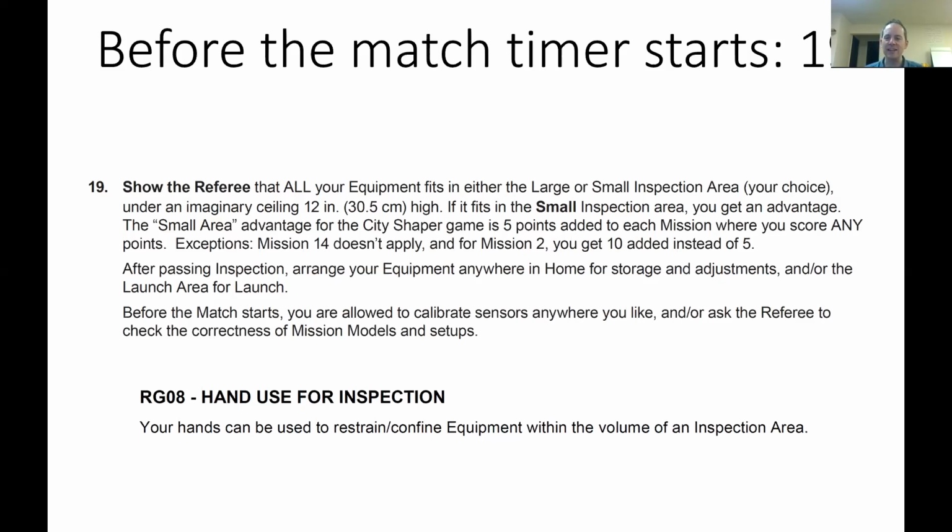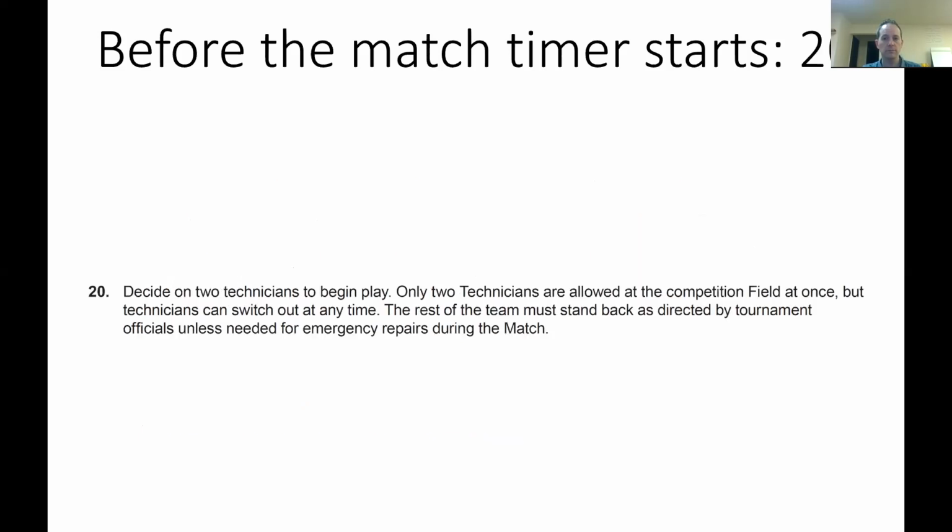After you pass the inspection, you can put your equipment anywhere you want in home for storage and adjustments, and you can put some of your stuff into the launch area for the initial launch. And again, calibrating sensors, asking the referee, just like in the previous one, 18. Any questions here? Moving on.